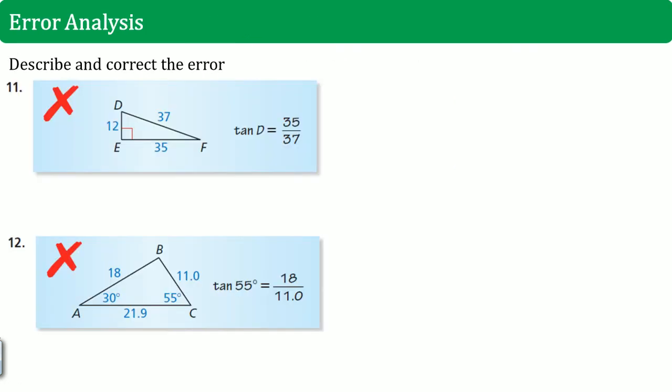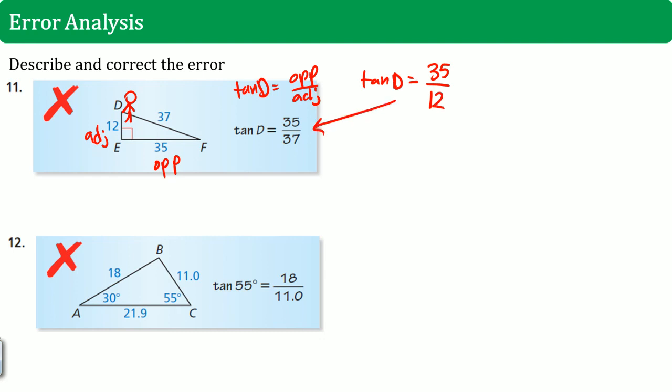Before you leave, I would like to show you some error analysis. Here, we're looking at tan of D. So tan of D is looking from this point of view. And we know tan D is going to be its opposite over the adjacent. So we're going to label this. 35 here is your opposite, and 12 is your adjacent. So tan of D should be opposite, which is 35, and then your adjacent should be 12. That is the error. They used 37. That is incorrect.